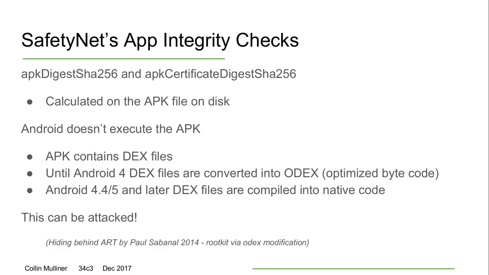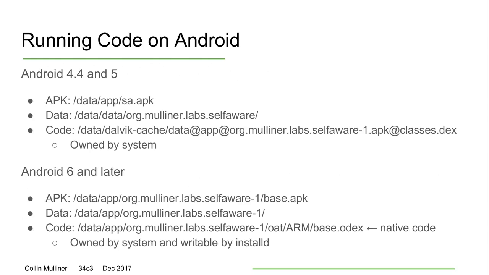So this problem of calculating checksums and digests on one file, but executing another file, can obviously be attacked. On Android 4 and 5, you have the data directory, and under data you have app, where the APKs sit. Then you have the program data, the code and data Dalvik cache, and then you have this super long file name, which is where the optimized DEX sits. On Android 6 and later, you have just your package directory, and in it you have an APK and the base ODEX file. But in this case, it's not really an ODEX file, it just contains native code.